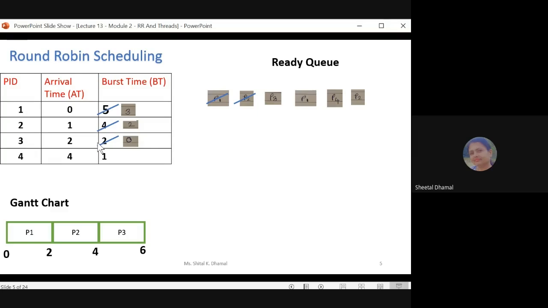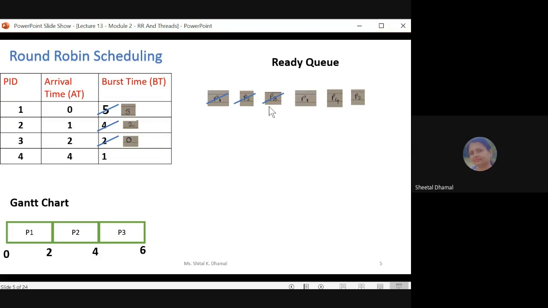Then what you have to do is cut this process P3 from the ready queue, as it has finished its job. So there is no need to add that process P3 at the end of the ready queue. We cut that process P3 and it is completed.